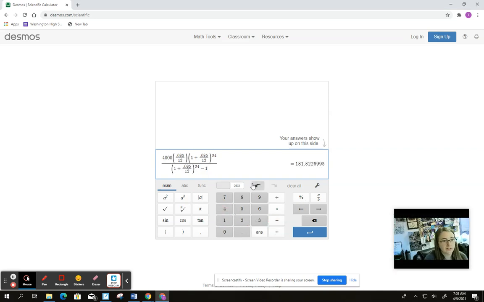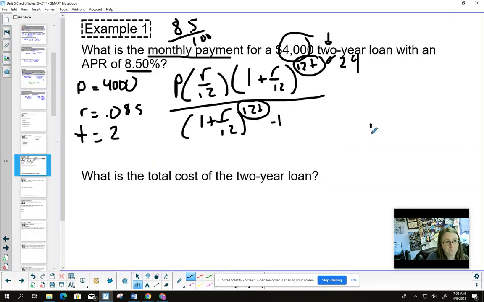Don't forget that minus 1. It's a really common mistake to forget that minus 1. And if you do, your answer almost looks like it might make sense. I mean, it's a much smaller answer than what it really is. But off of $4,000, your payment's really not going to be that bad. So this is 181.82.